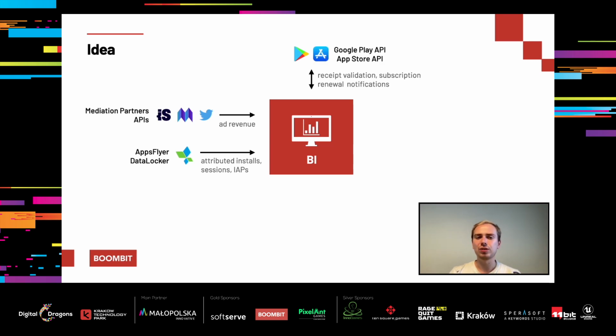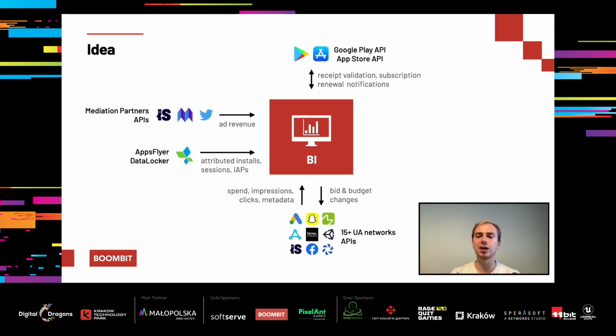We have to make sure that in-app revenue we see in the dashboard is accurate. So let's connect Google Play and App Store APIs in order to validate data and cover subscription renewals. Finally, we need APIs of all user acquisition networks to pull spend, impressions, and clicks, as well as campaign metadata like targeting, bids, budgets, creatives to our BI.